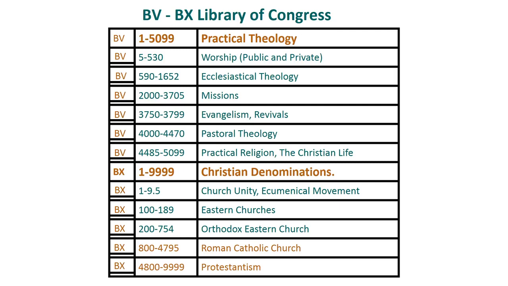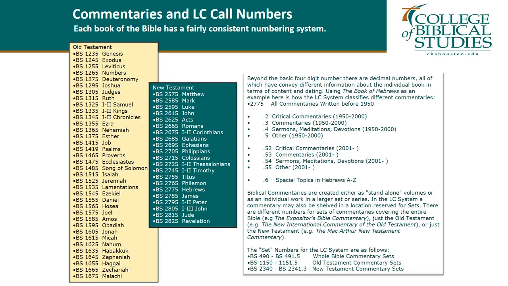A particularly great benefit of the Library of Congress classification system is that it organizes the books of the Bible in the same order as they appear in the Bible. So when you find the Genesis commentaries, you'll find Exodus next to them, then Leviticus, then Numbers, and Deuteronomy, and so on and so forth all the way to the book of Revelation.